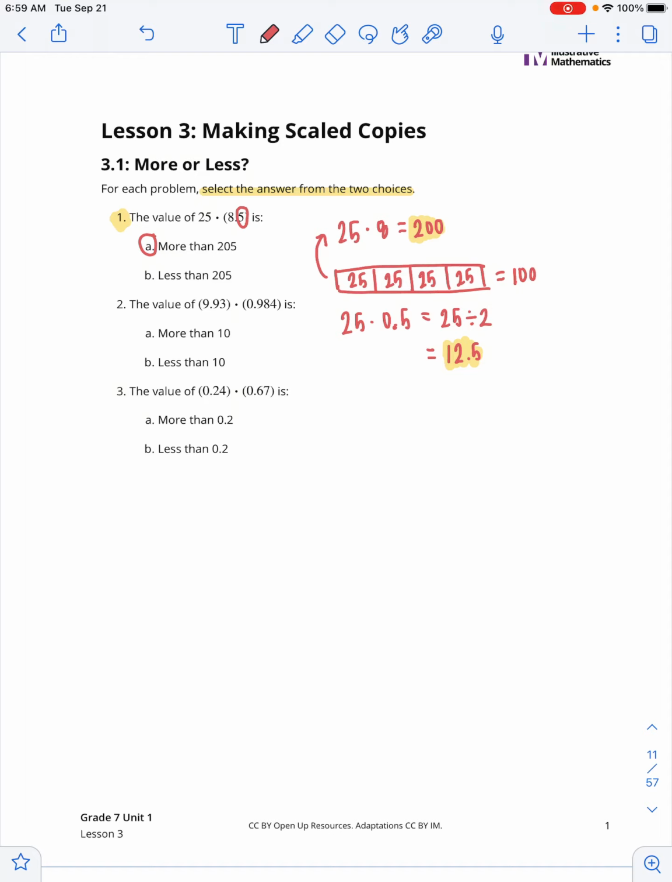So again, you can add these two together. 200 plus 12.5 equals 212.5. Before you move on from this activity, I'm looking that you have some work that shows that you thought about what 25 times 8.5 is and why. So make sure that's reflected in your class kick before you move on and listen to the next activity. So hit pause, finish activity 1, and then I will talk about activity 2.